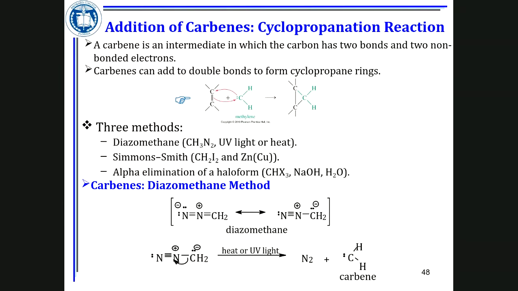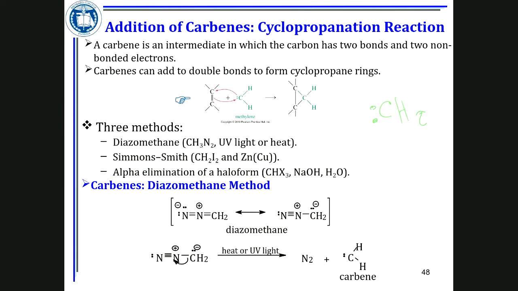Addition of carbene. The reagent for carbene is a CH2. So you have the pair of unshared electrons, and then you have a negative charge on it. So that is a carbene.